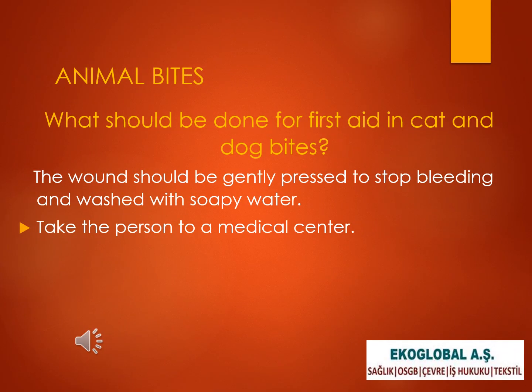What should be done for first aid in cat and dog bites? Apply gentle pressure to control bleeding and wash the wound with soapy water. Take the person to a medical center.